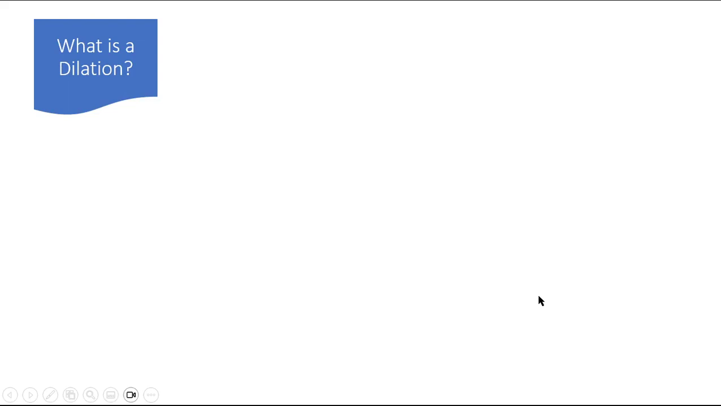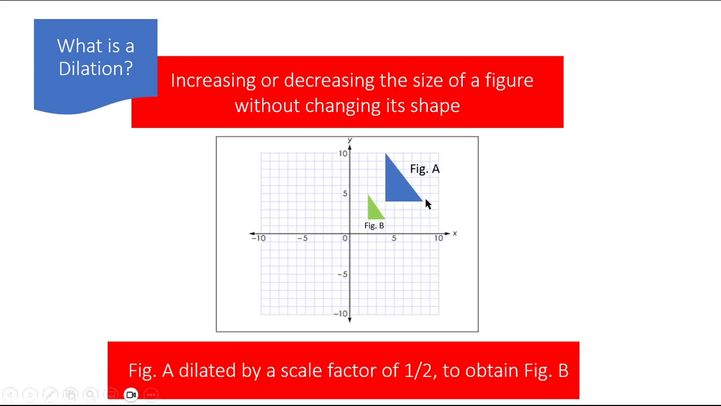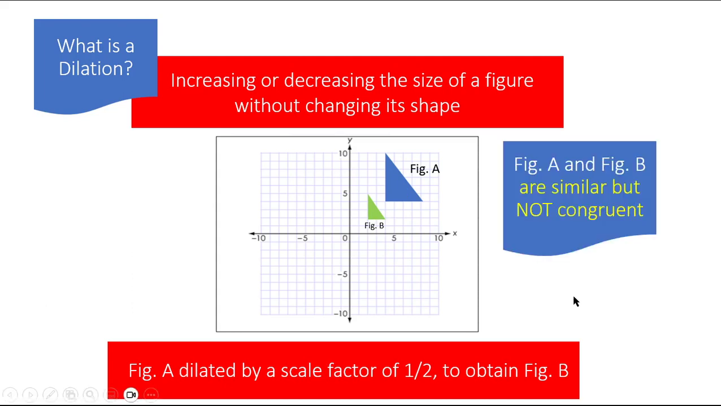What is a dilation? Increasing or decreasing the size of a figure without changing its shape. Here is an example where this triangle, figure A, is decreased or reduced to figure B in size, and this is A dilated by a scale factor of 1/2 to get figure B. Here, figure A and B are similar but not congruent.